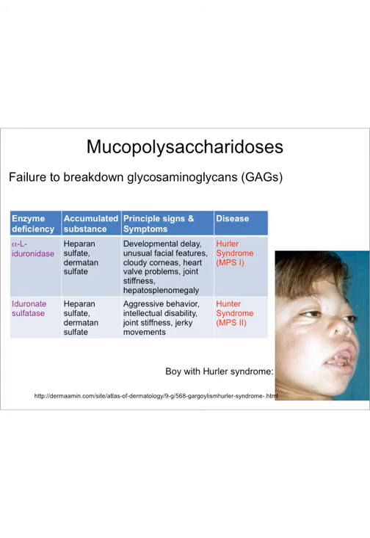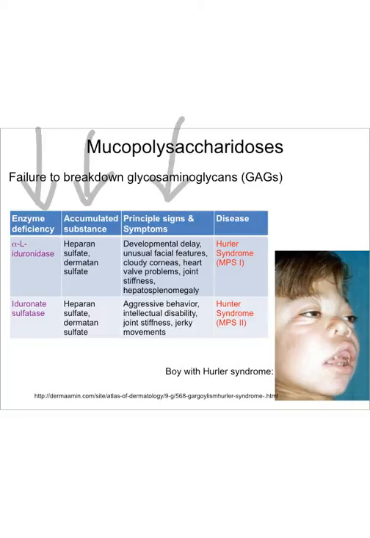So when the lysosome is unable to break down these glycosaminoglycans, GAGs, and there's two main enzyme deficiencies shown over here on the left, you accumulate certain GAGs inside the lysosome, and that leads to certain symptoms within the patient.